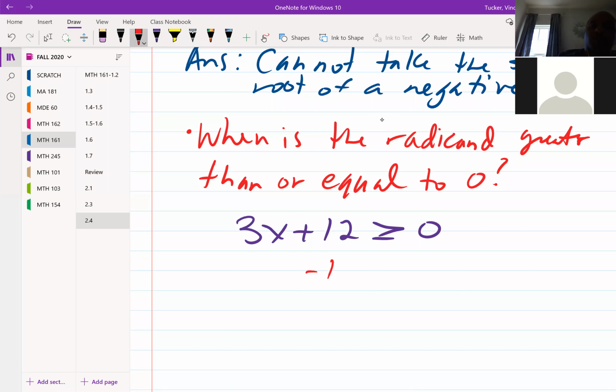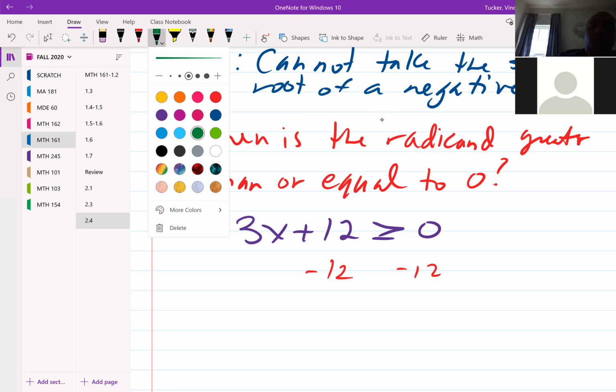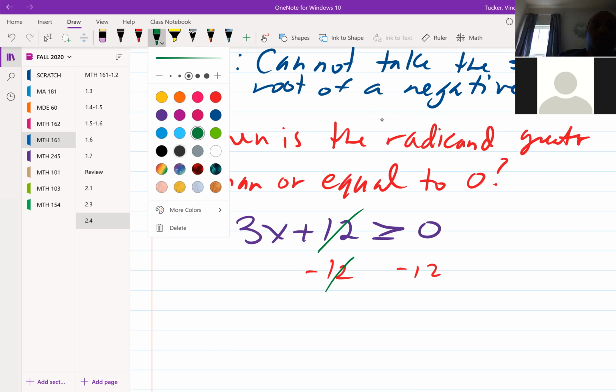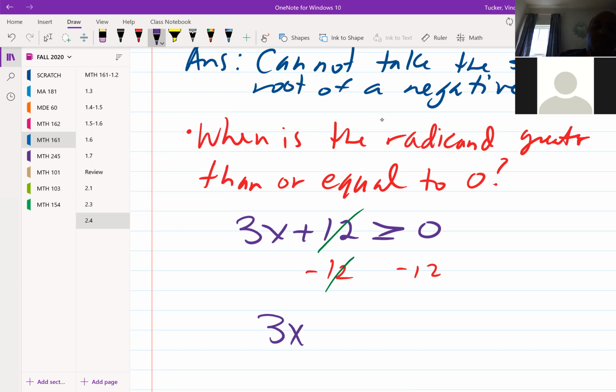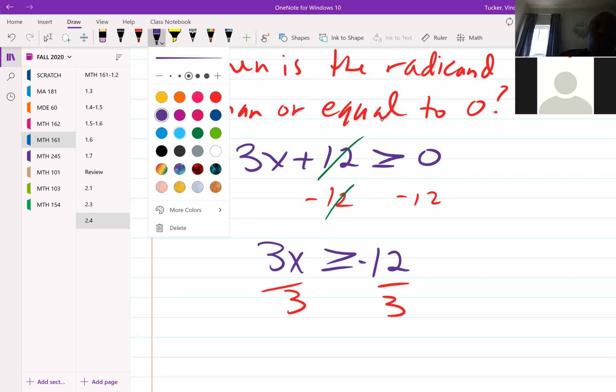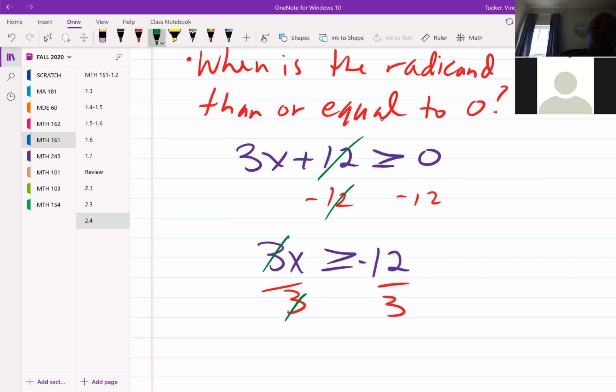All right, so subtract 12. So it'll be 3x greater than or equal to negative 12. Divide by 3. The 3's cancel. x is greater than or equal to negative 4.